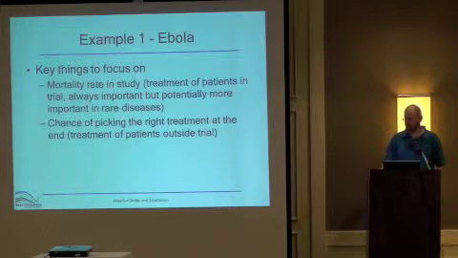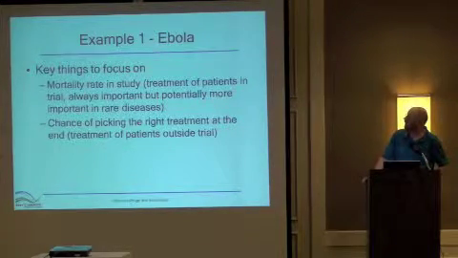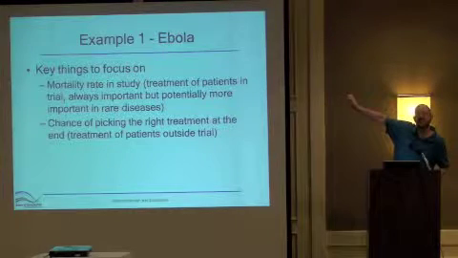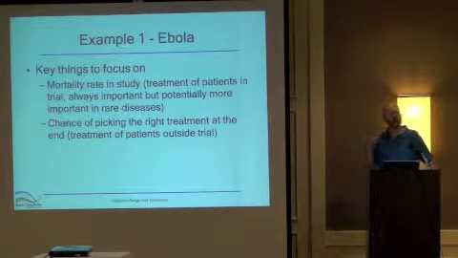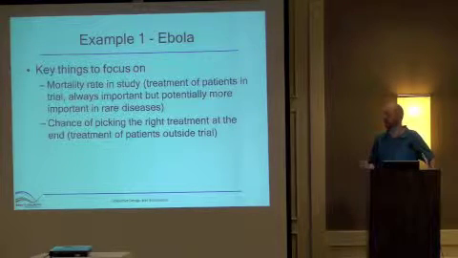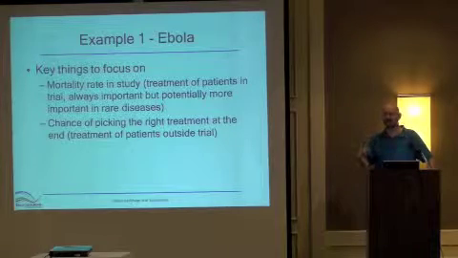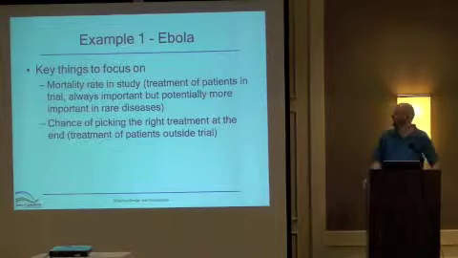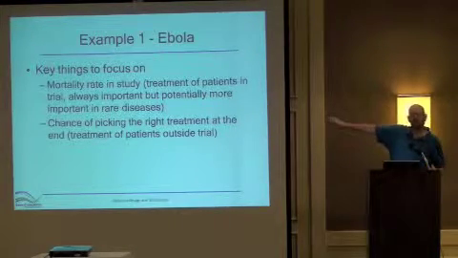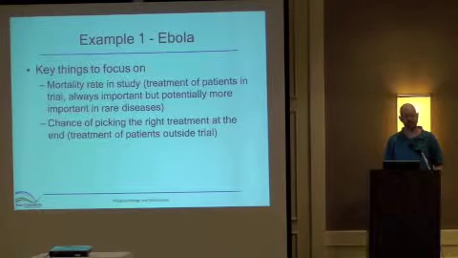What we're going to focus on in this trial is the mortality rate in the study. Note, this is in the study. We're talking about a disease outbreak. Treating the people in the trial is valuable. A lot of the people who are going to get Ebola potentially might be in this trial. And of course, we also want to talk about standard statistical things like power. We want to know the odds that we pick the right dose.